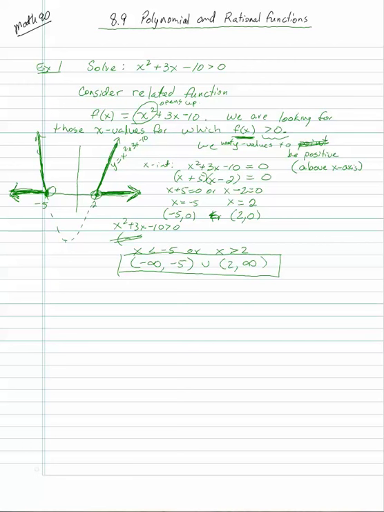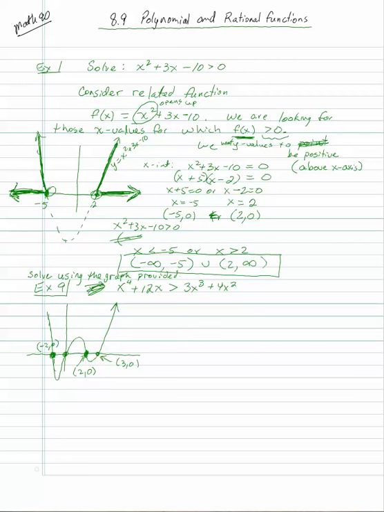Alright, so let's try another one. Let's look at exercise 9, just to see if you get this idea of looking at the graph. It says solve using the graph provided, and they tell us that this graph is p of x equals x to the 4th minus 3x cubed minus 4x squared plus 12x. That's the graph that they provide us.